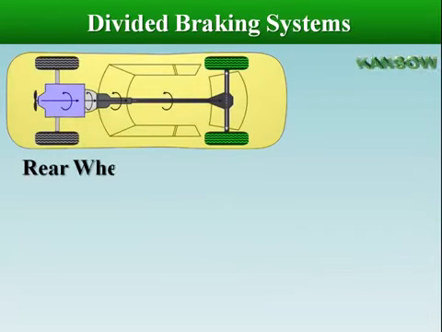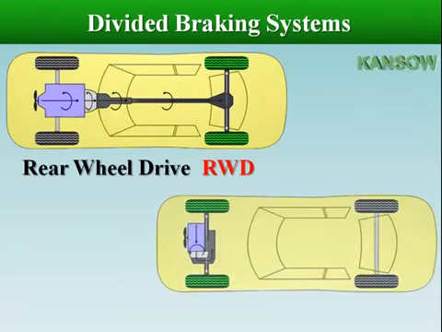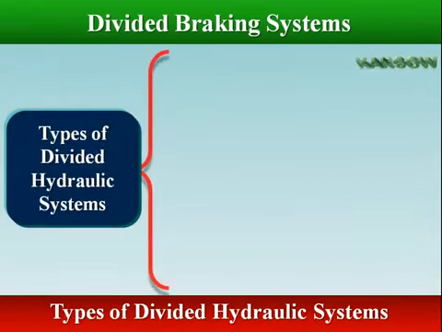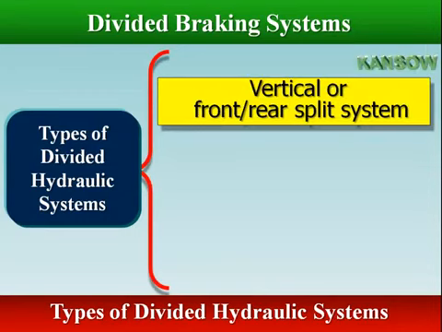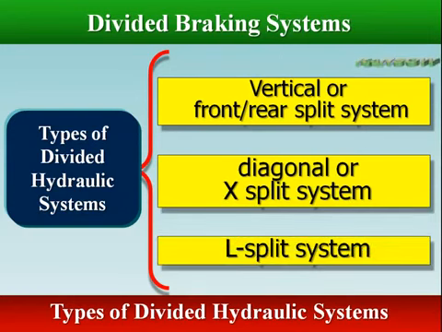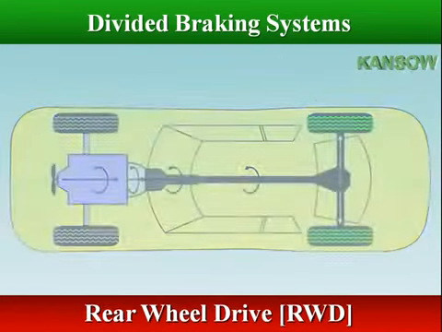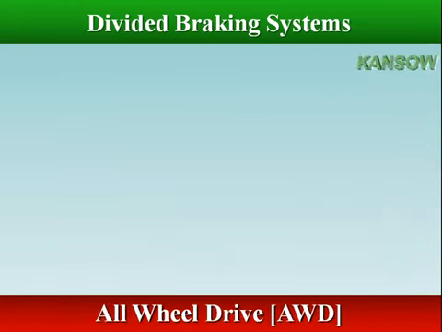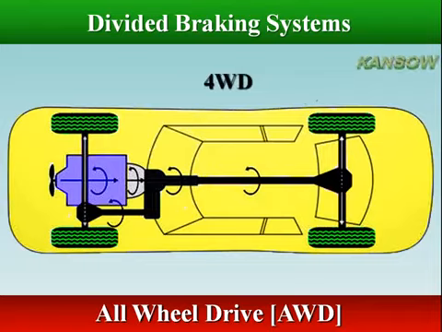Because there are fundamental differences in the requirements for a rear drive brake system and a front drive brake system, different types of hydraulic system are needed. There are three types of split braking systems: vertical or front-rear split system, diagonal or X split system, and L split system. Front-rear split system is the older dual brake system, and is often used on rear-wheel drive and four-wheel drive vehicles.